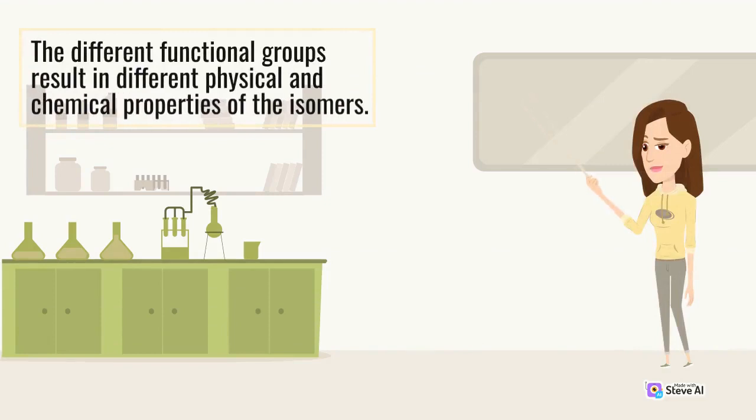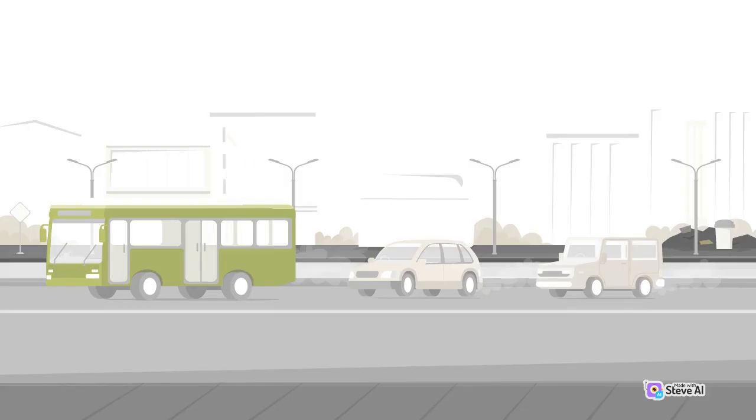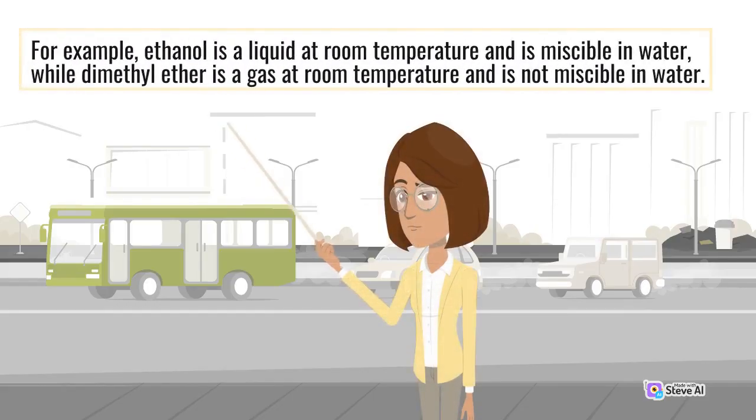The different functional groups result in different physical and chemical properties of the isomers. For example, ethanol is a liquid at room temperature and is miscible in water, while dimethyl ether is a gas at room temperature and is not miscible in water.